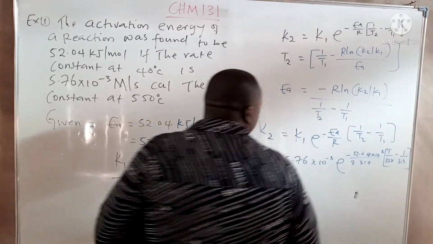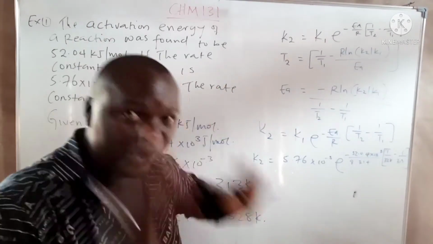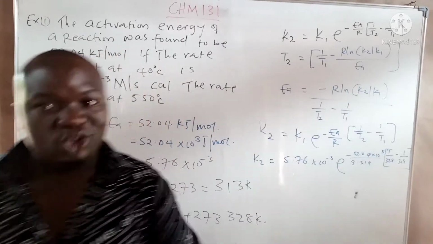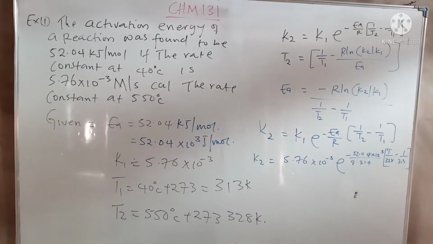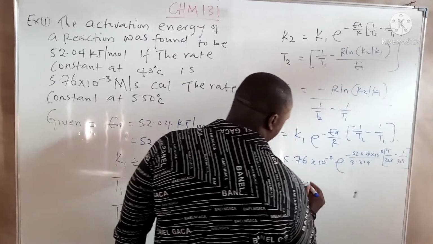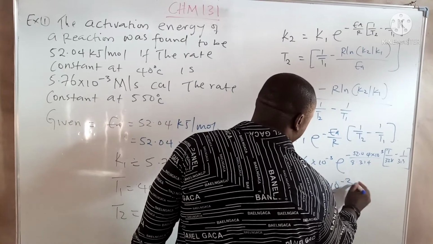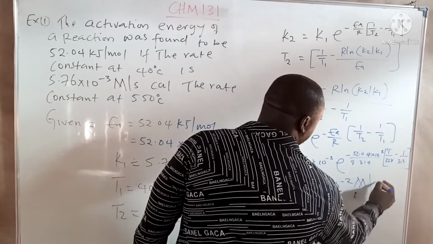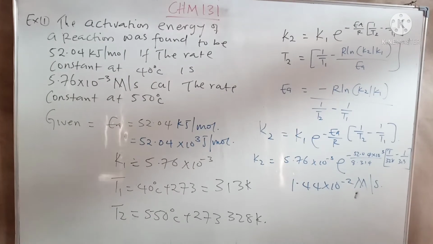Now, punch this into your calculator straight. Immediately, don't waste time, because like I said, in an exam it is either an objective or a dash, so all they need is the answer. So punch it in your calculator straight, and what you should get is 1.44 times 10 raised to the power minus 2 molarity per second. That should be your answer.